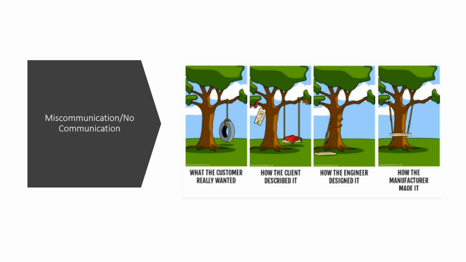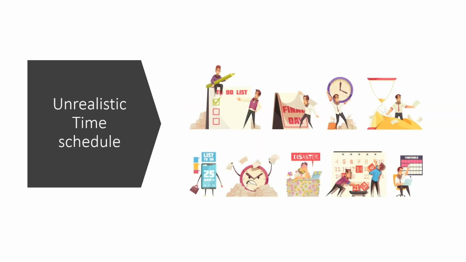One by one: miscommunication or no communication. In any of the SDLC phases you saw, if you don't understand the requirement or miscommunicate between the team, that will cause a bug. This is one point. The next point is unrealistic time schedule. For a project which needs to be completed in a year, if it is given only 3 months, that will also cause a bug. That is called an unrealistic time schedule.